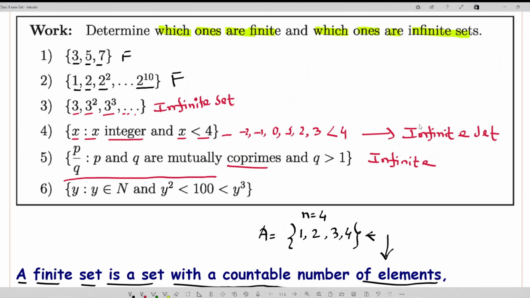Number 6. The set of y such that y is an element of N and y squared is less than 100 and less than y cubed. So for this set, is it finite or infinite? Let's check.